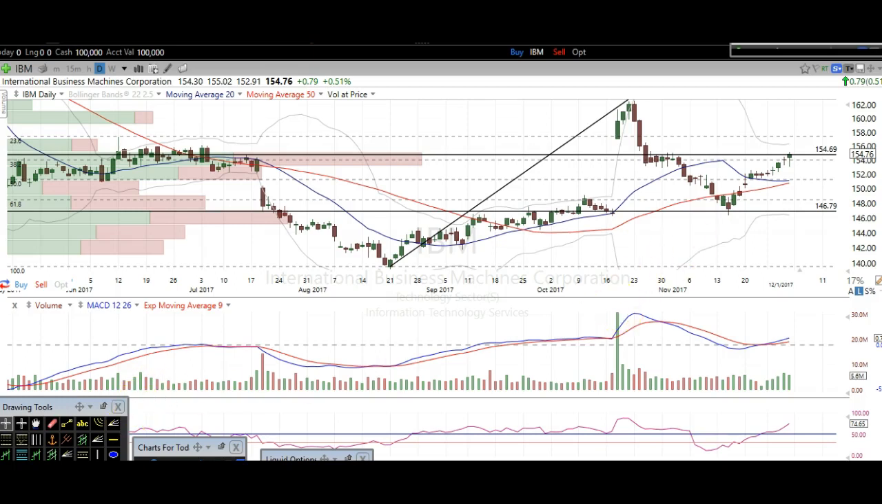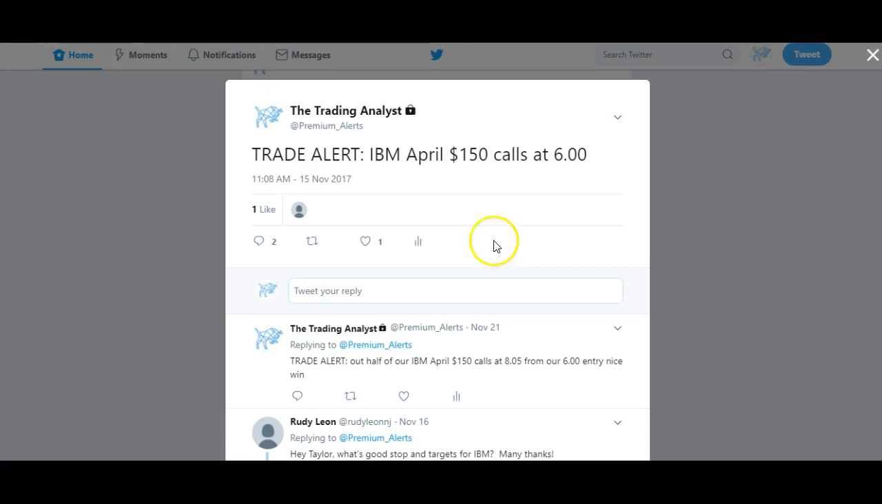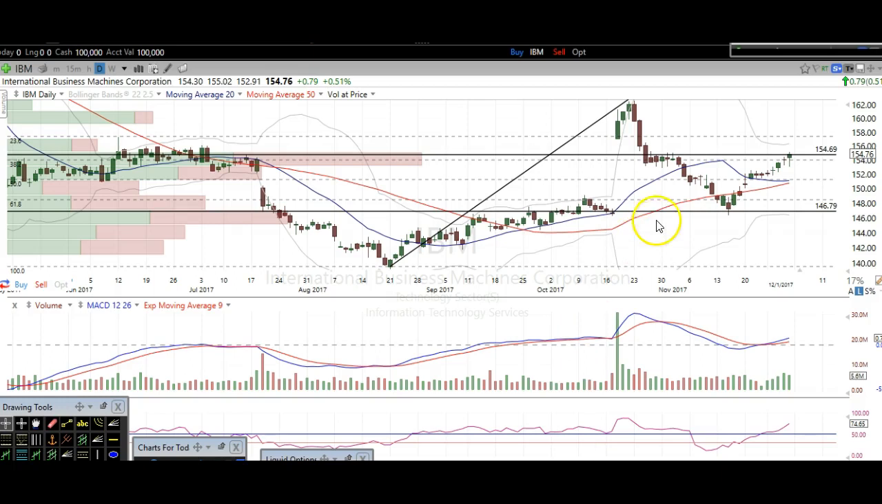All right, so here is the alert that we did. You can see here, trade alert, IBM April calls. We got the 150 strike and we paid $6 for them. On November 15th, right here is when we alerted this. We alert these on the private Twitter feed for the members only, and also via text message. In case you aren't on the Twitter feed all day long, which most of our members are not, you can still get these alerts via text message. So that's why we got the alert there.